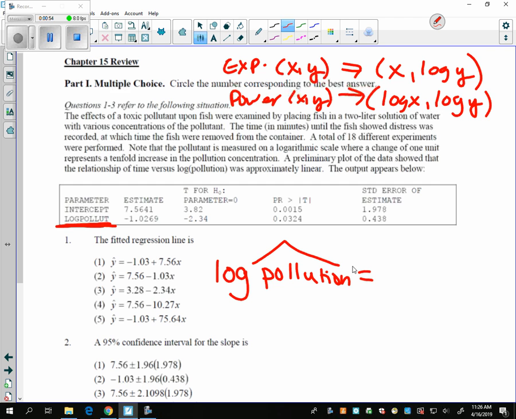Or you could start with the y-intercept. That's usually where we start. What's the y-intercept here? Good. 7.5641 plus, and then we put what for my slope? 0.269. And then what's my x value? In context, what is x?